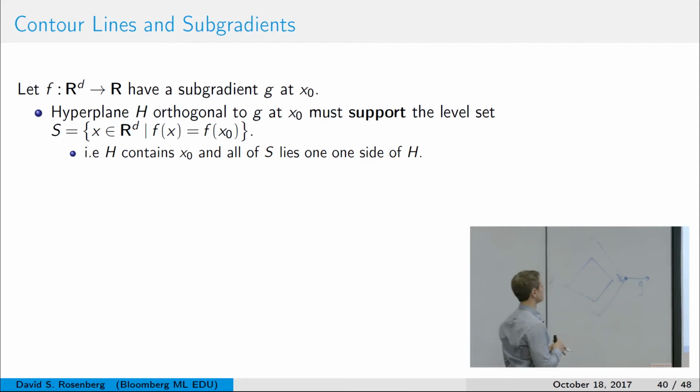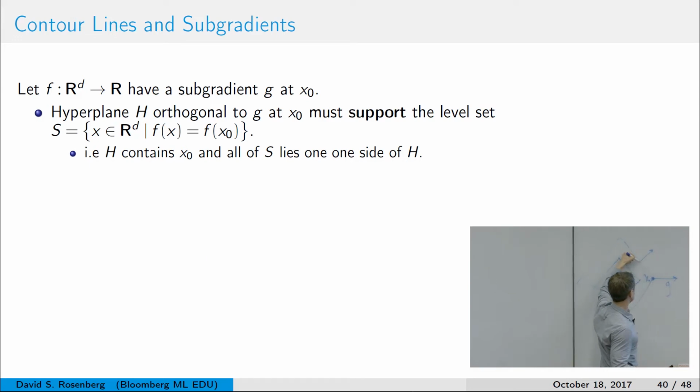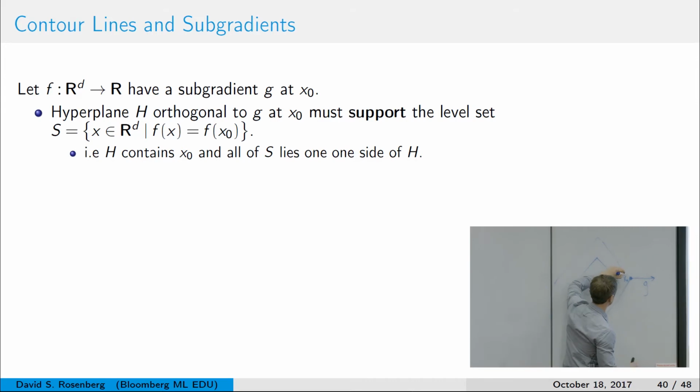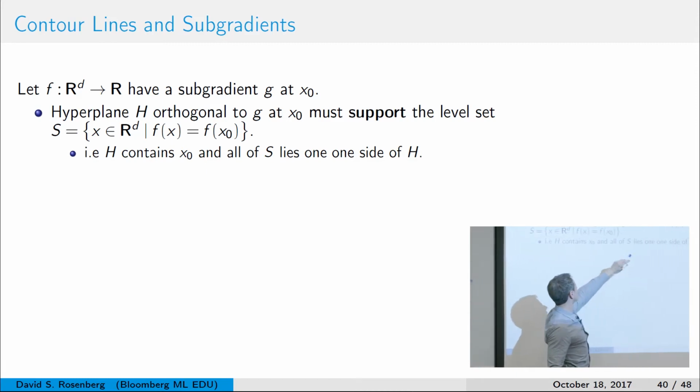And if we're at a differentiable part, then we know g is orthogonal to this contour line. But what's happening here where it's not differentiable? This is the claim: the hyperplane h orthogonal to g at x0. So let's draw that. So here's our hyperplane h orthogonal to g at x0. Right? This is h. The claim is that it supports the level set.